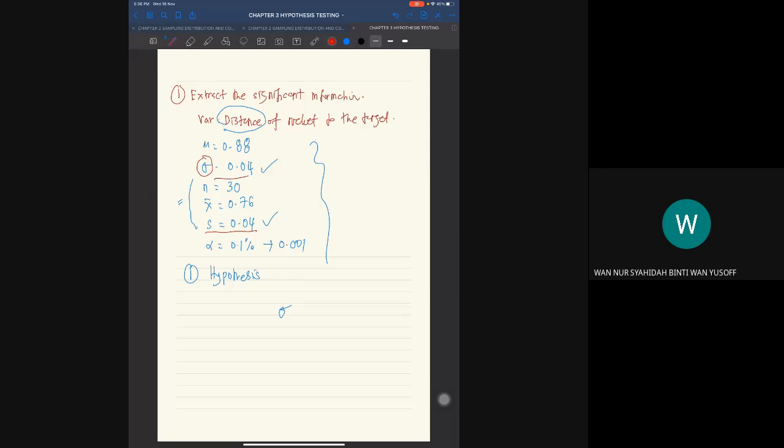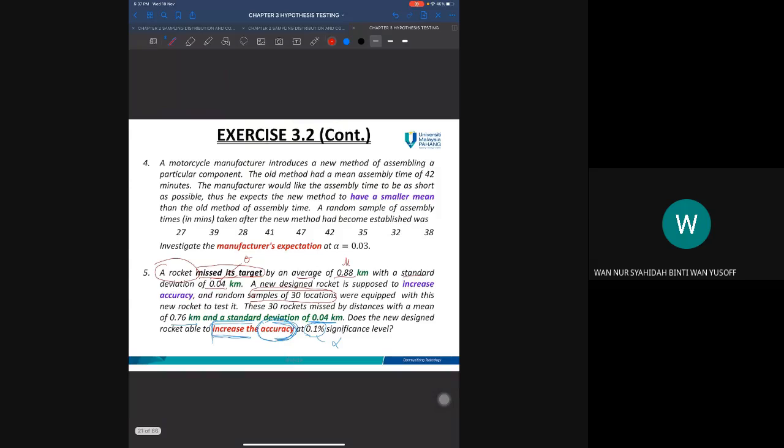Okay, you need to understand why it has to be mu. So mu, the sign, is supposed to increase the accuracy. Increase the accuracy. What sign should we use here? Greater than. Why greater than? Increasing. Okay, that's wrong in that case.